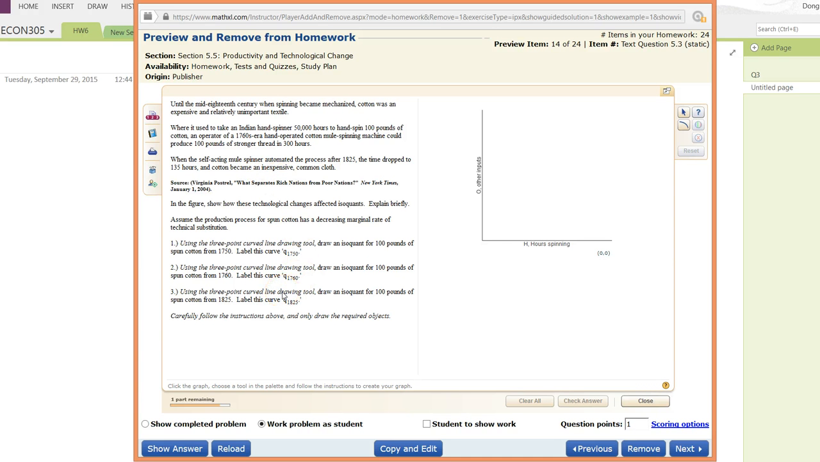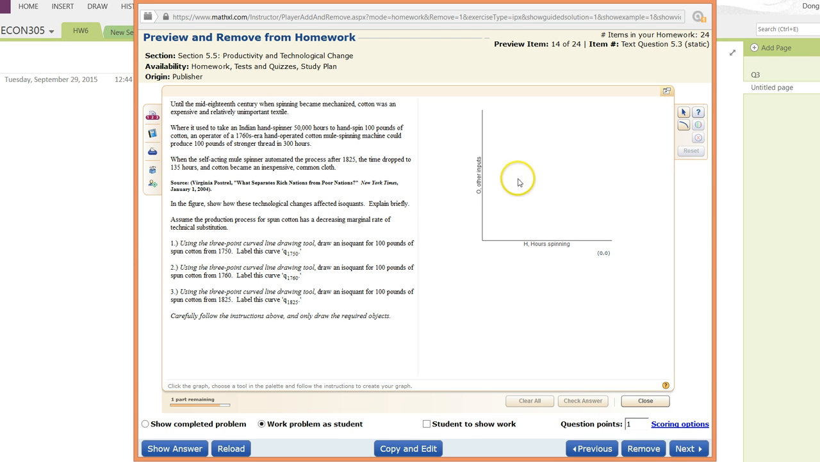With the technological progress, it takes less and less hours to spin the same pounds of cotton. So the isoquant here, the pounds are the same. So because of the technological progress, we should expect less and less hours. All right, and this information also is important. Assume that the production process for spun cotton has a decreasing marginal rate of technical substitution.